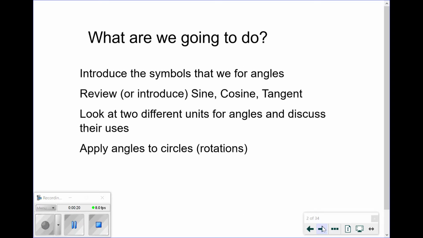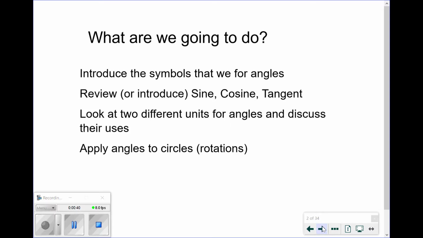What are we going to be doing? We're going to be introducing the symbols that we use for angles and seeing how they are different from what you would see in a math class. We're also going to review, or for some of you, introduce the concepts of sine, cosine, tangent, and how they are used and when. We're also going to look at another unit for angles.